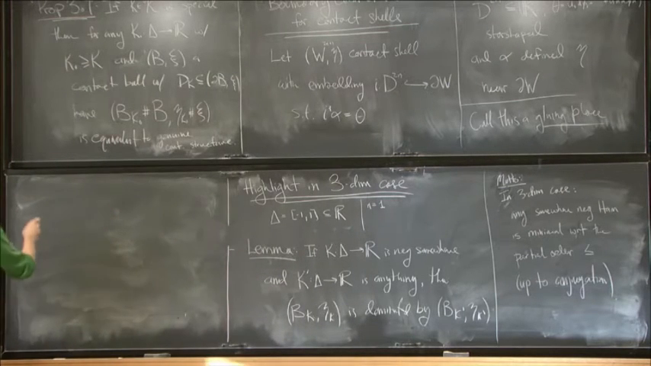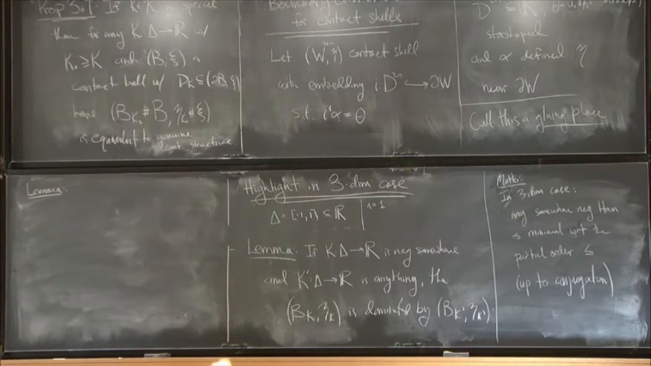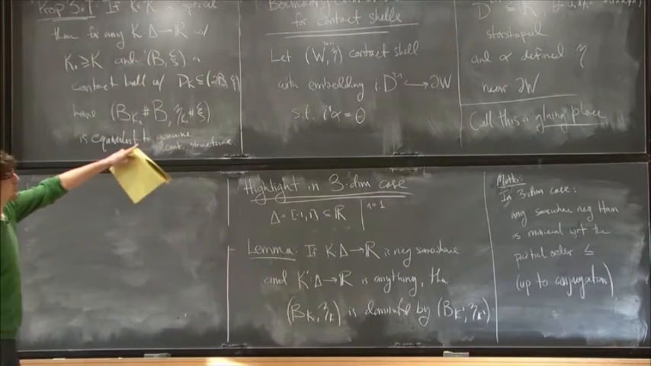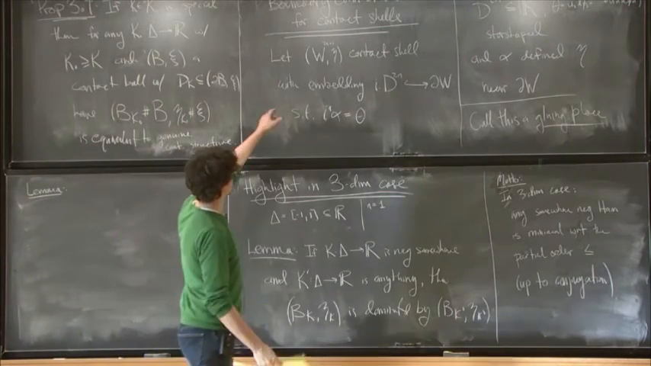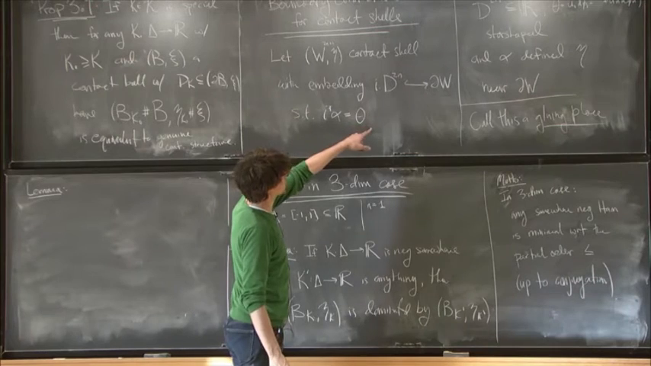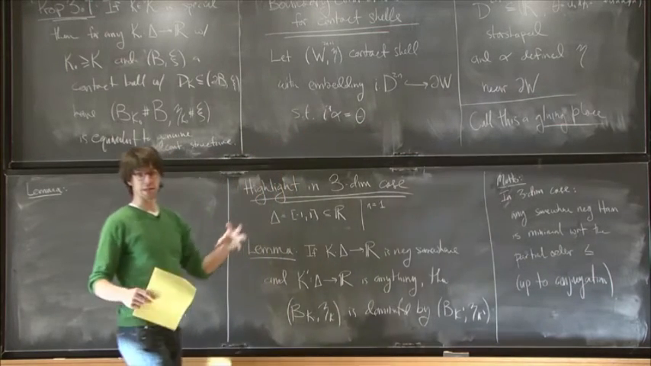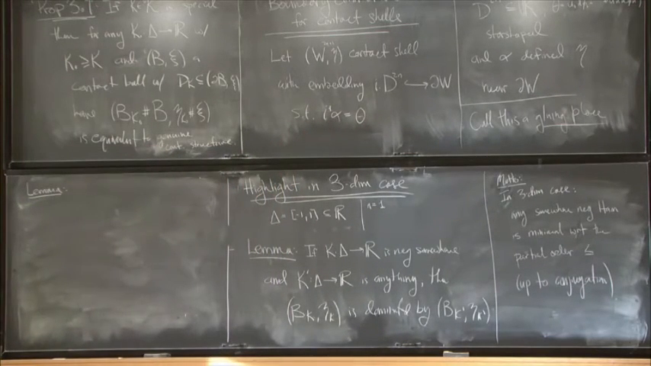So, and then I just leave it to you to check that this is precisely what you need to, if you have two contact shells, each with a gluing place, these are precisely what you need to nicely glue their boundaries together to get a new contact shell.